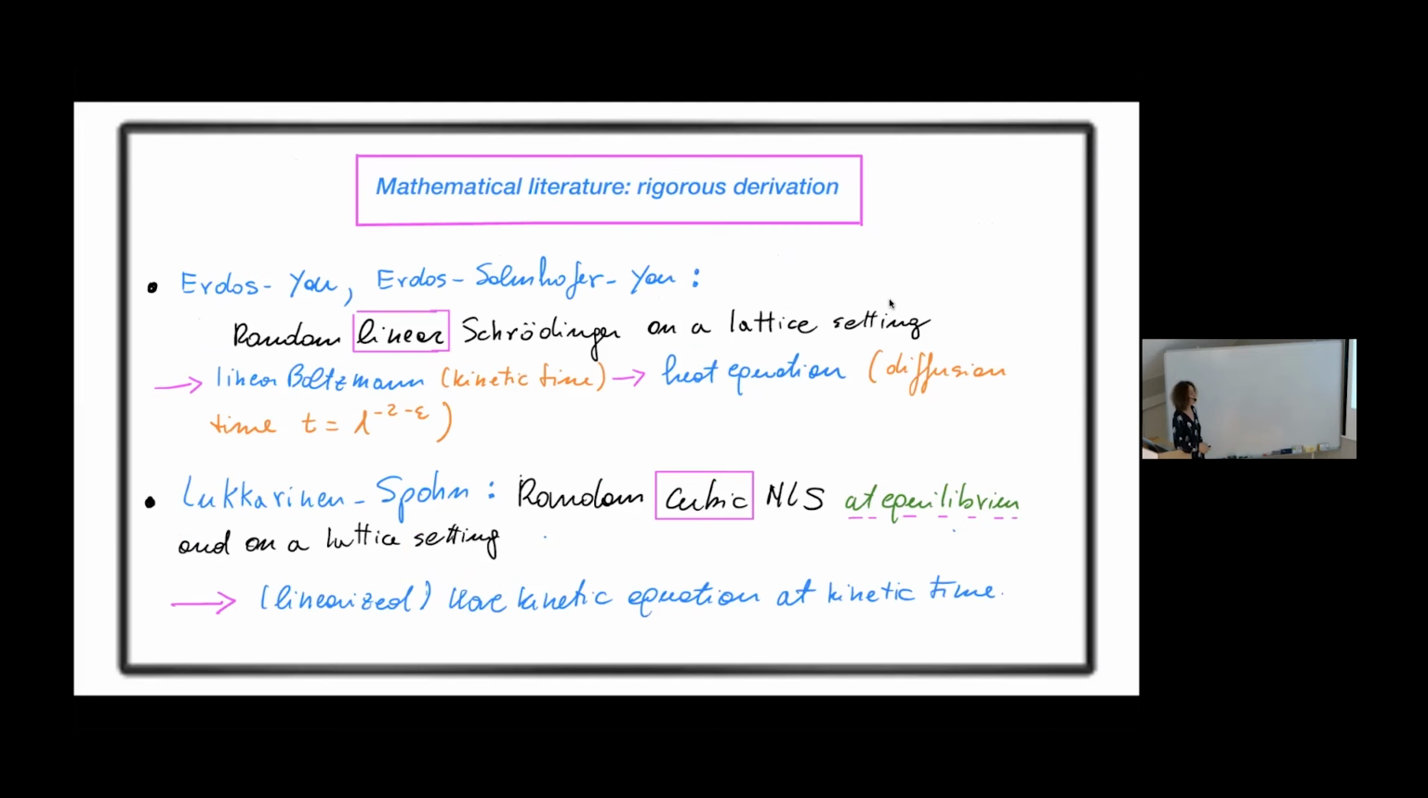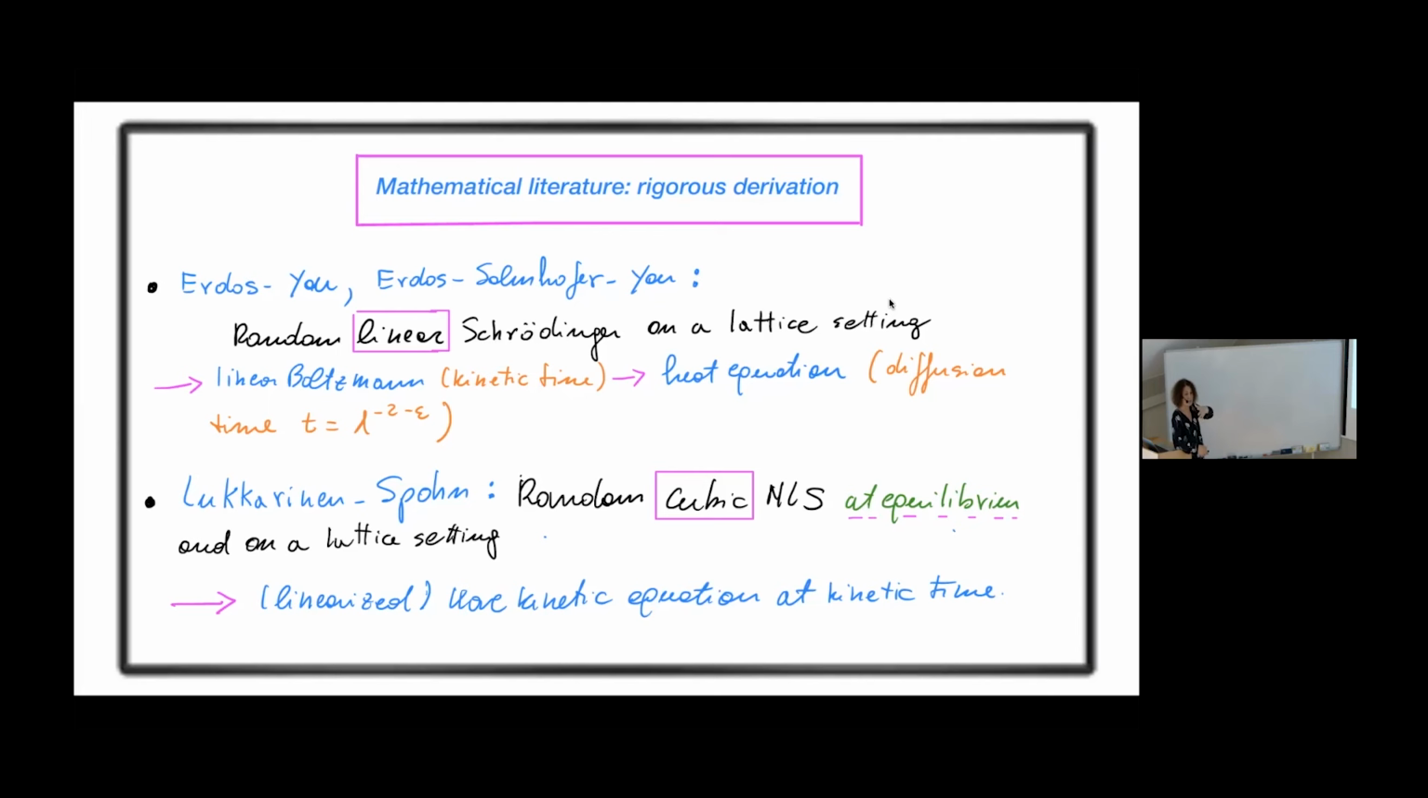Now, the mathematical literature: the original serious derivation of the wave kinetic equation in the linear case, but with random potential, was done by the work of Erdos and Yao, based on some techniques of Spohn. So this is linear, and it goes even beyond the kinetic time. This is recovering the diffusion; there are some beautiful notes of, I think, Erdos on that. And then Lukkarinen and Spohn were the first ones that really looked at the nonlinear problem, but at equilibrium, meaning the probability density that they use is the one attached with the Gibbs measure, which is invariant. So there is no change in time of how the probability distribution behaves.